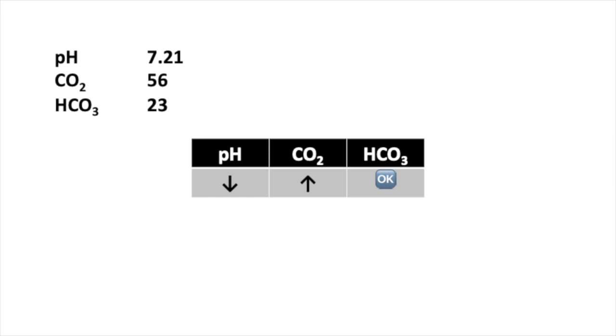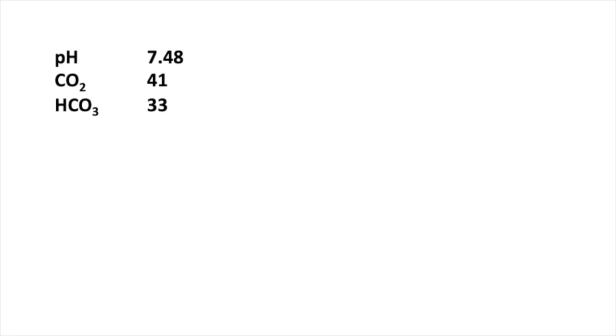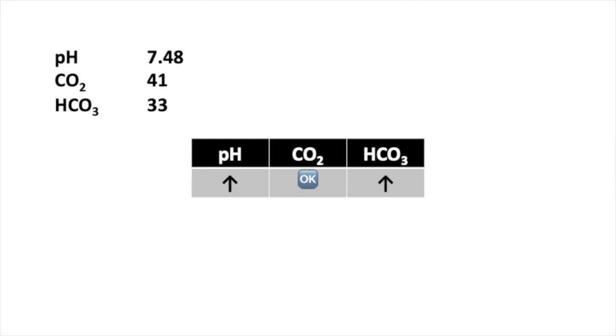All right, for this patient, the pH is low, the carbon dioxide is high, and the bicarbonate is normal. This is an uncompensated respiratory acidosis. This patient, the pH is high, the carbon dioxide is normal, and the bicarbonate is high. This is an uncompensated metabolic alkalosis.